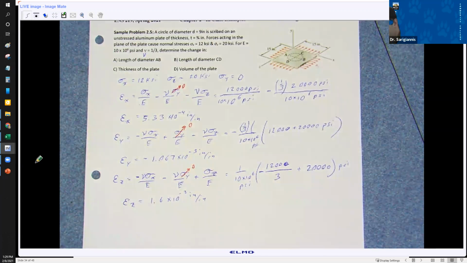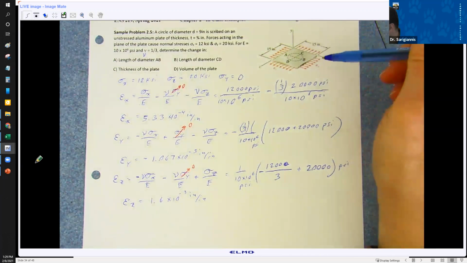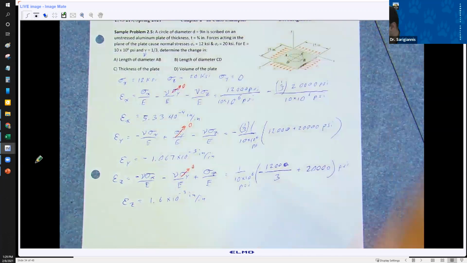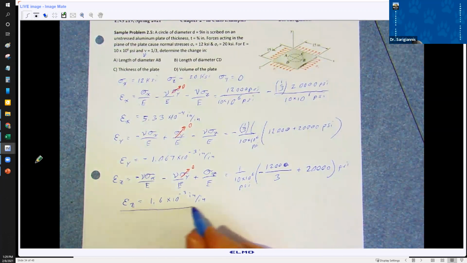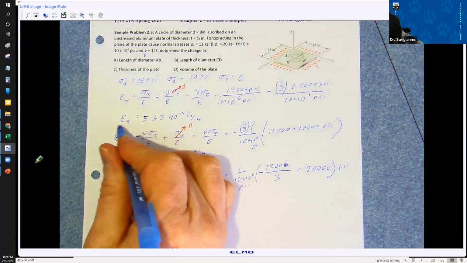So this is using these equations to get the strain in the different directions based on the normal stresses and Poissons ratio. So maybe underlining them would be helpful.